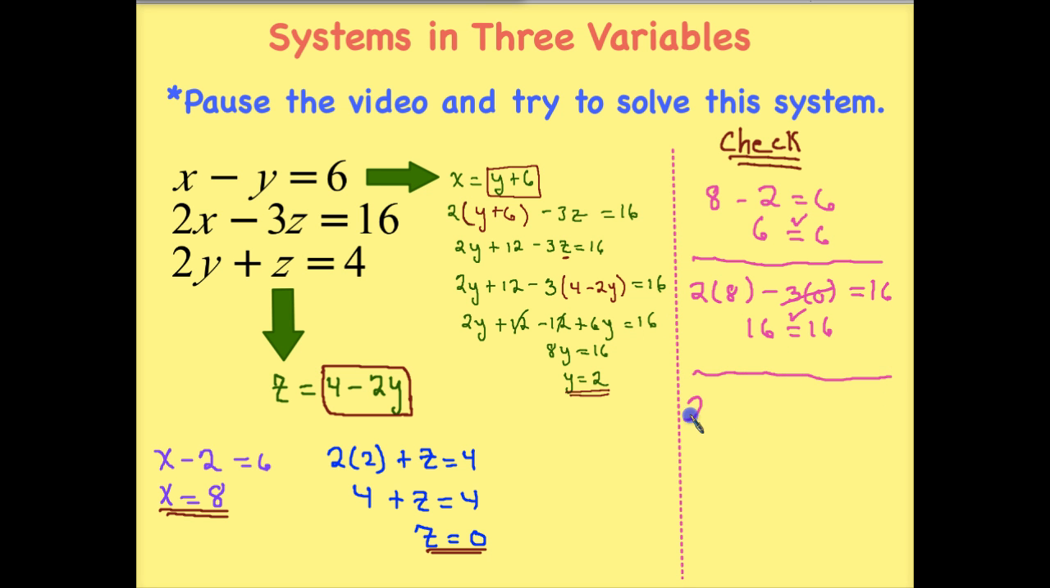So let's do the last one. We would have 2 times 2 for y plus 0, and that should equal 4. Well, 2 times 2 does in fact equal 4, and 4 does equal 4. Now I have checked all my work, and I know this is correct.